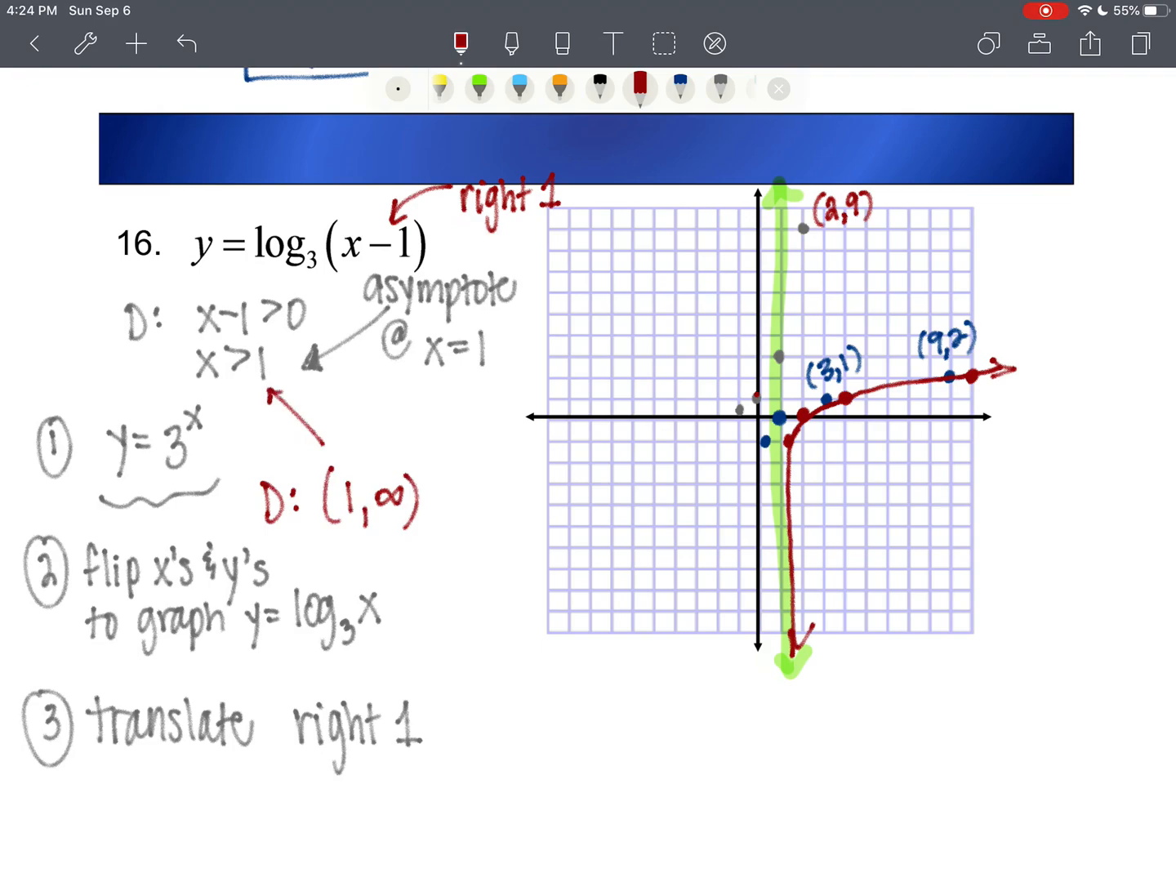And then we can write our domain as 1 to infinity, which makes sense. We already knew that right here. Our range is always negative infinity to positive infinity on a logarithmic function. Our intercept here is 2, 0. And our asymptote is a vertical asymptote, but at x equals 1.